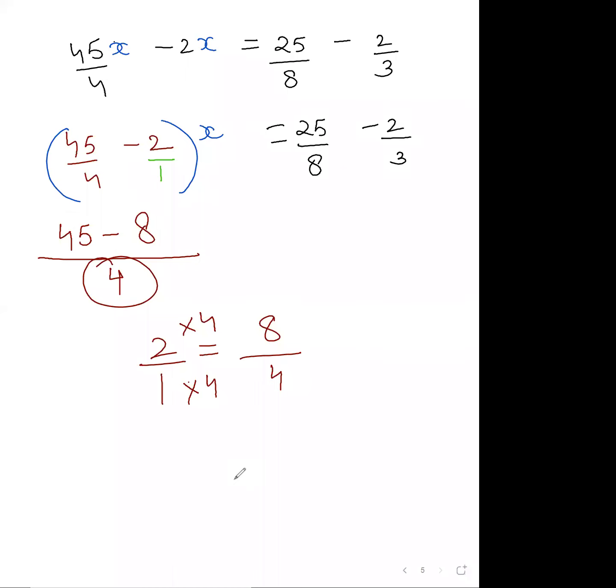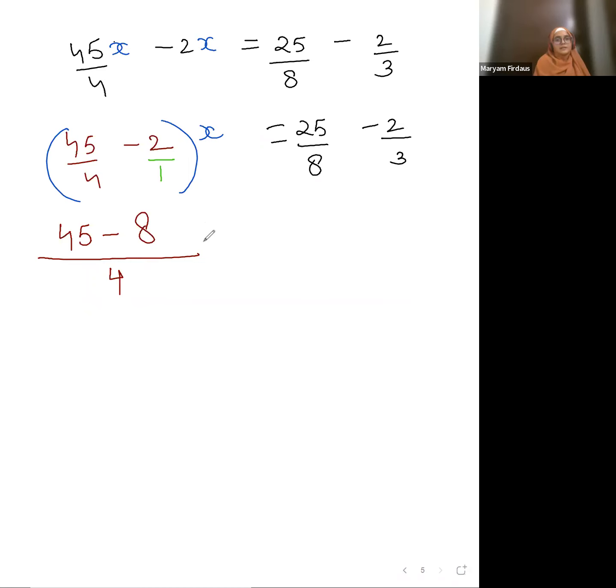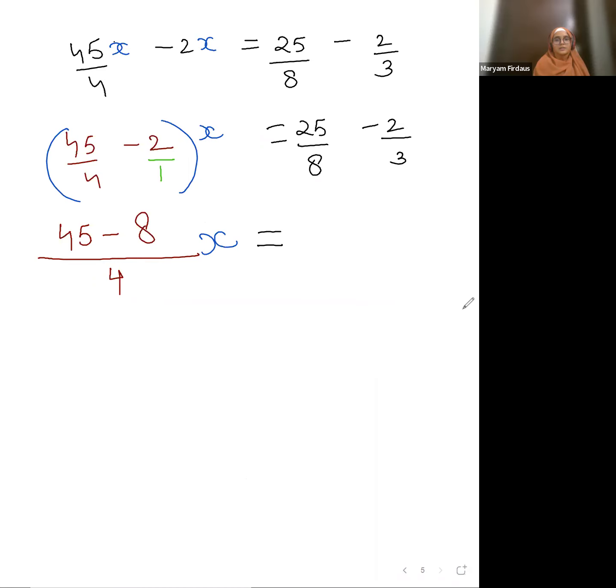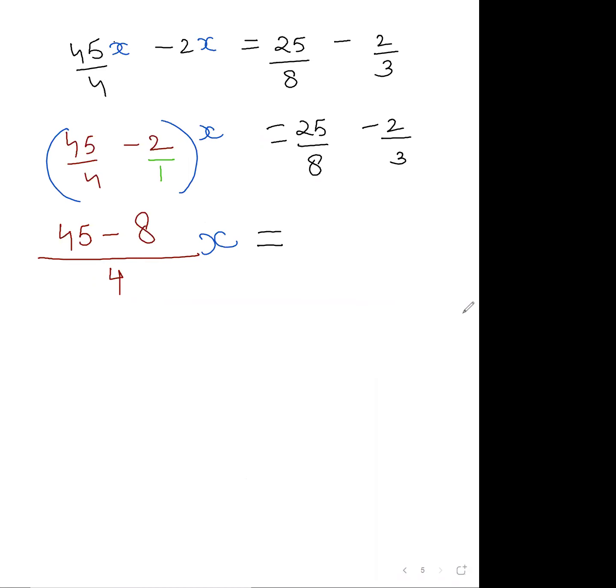Yes, and then our x as it is, then is wait, equal to, we have to. Are you sure? Clear? Yes. How did you get -8?